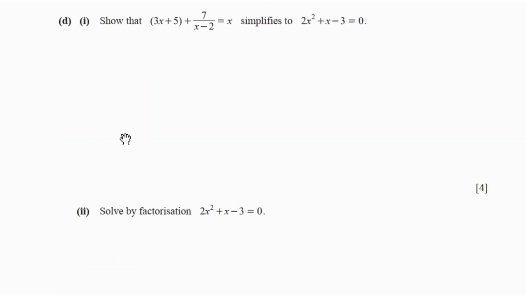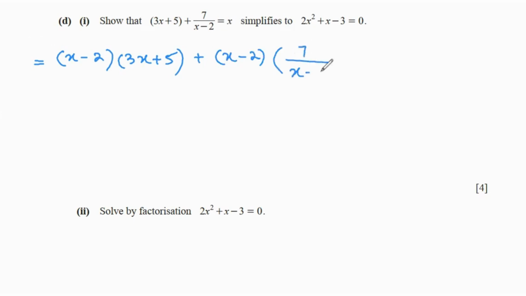Next part says show that (3x plus 5) plus 7 over (x minus 2) equals x simplifies to 2x squared plus x minus 3 equals 0. So what we're going to do is convert this into this quadratic equation. I'm going to begin with getting rid of the fraction on the left-hand side. I can do that by multiplying the entire equation by x minus 2, which means we'll have x minus 2 times 3x plus 5, then again x minus 2 times 7 over x minus 2, and then x times x minus 2.